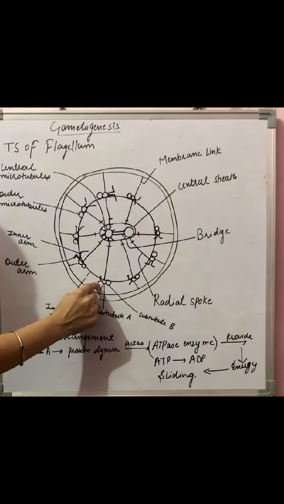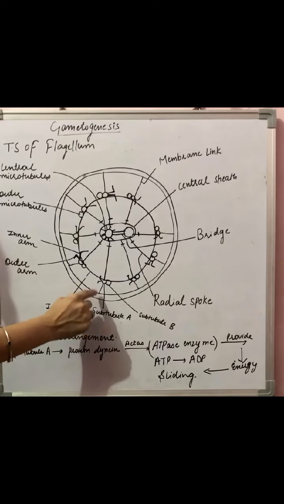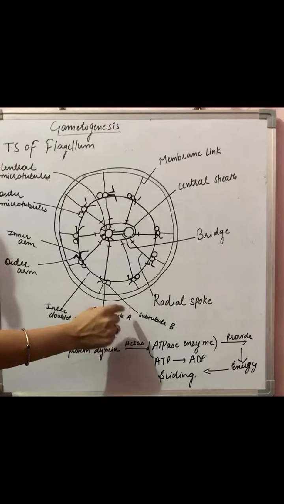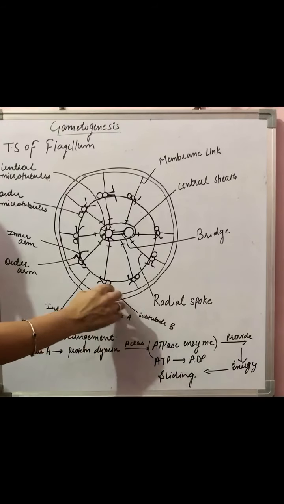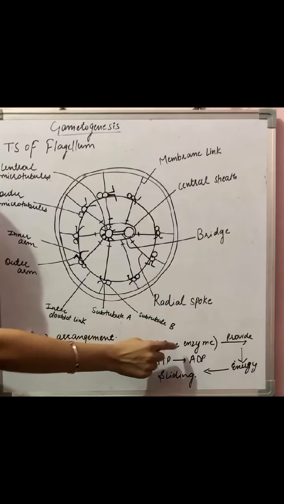One more thing, these two microtubules differ from each other, so we give them names. The microtubule with arms is known as tubule A and the microtubule without arms is known as tubule B. So these arms in microtubule A have the protein dynein, which acts as the ATPase enzyme.